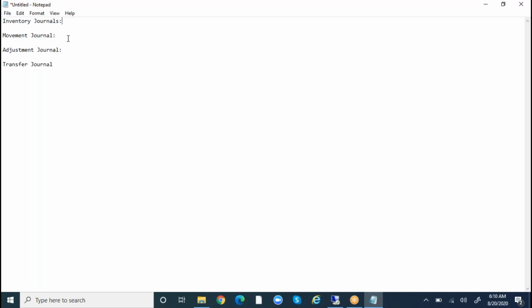So inventory journals: movement journal, adjustment journal, transfer journal. Let us understand what these journals are, one by one.